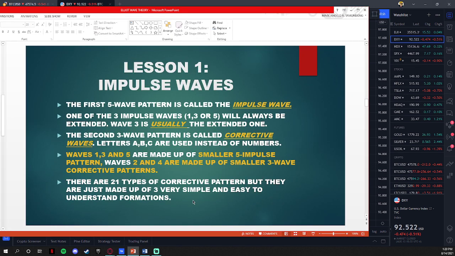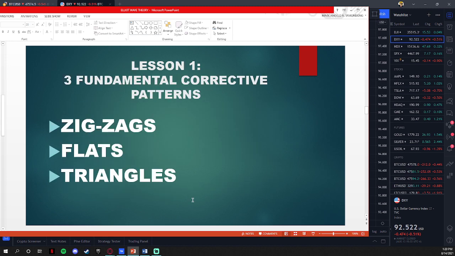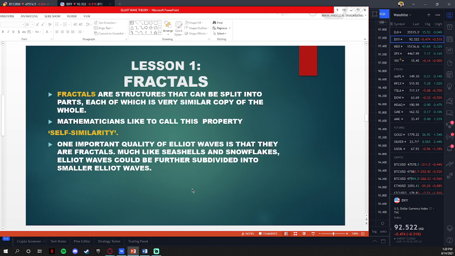There are 21 patterns in total, but you can put these 21 patterns under three main headers: zigzags, flats, and triangles. As for the corrective waves, I'll be going over them in the next lesson.